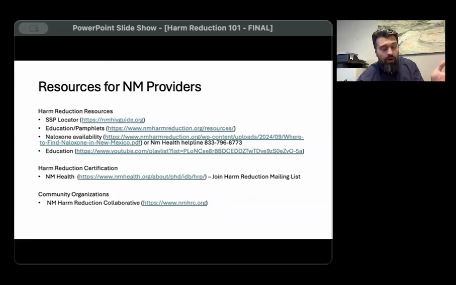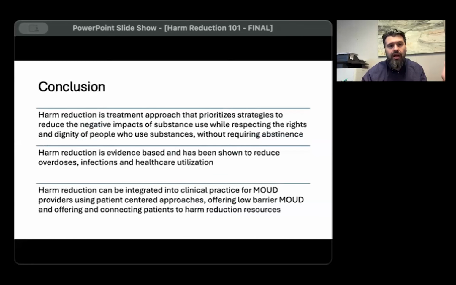And then another option would be working collaboratively with community organizations. There's a great nonprofit harm reduction group here called the New Mexico Harm Reduction Collaborative. They can also go to your place and hand out kits and stuff for you too. So really, I think there's a lot of things you can do as a provider to start implementing harm reduction into your clinical practice.